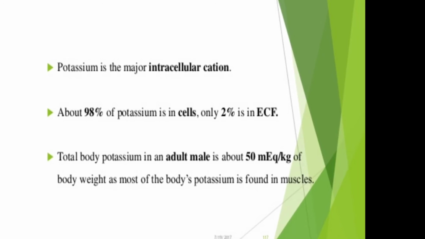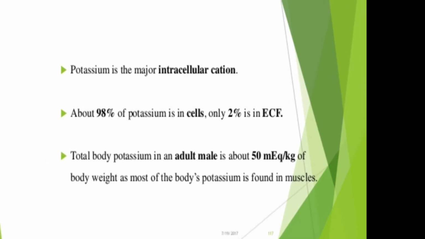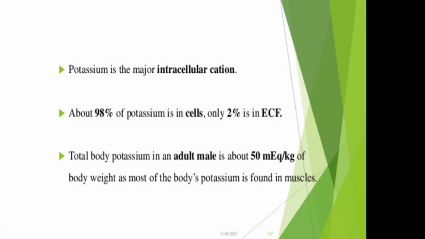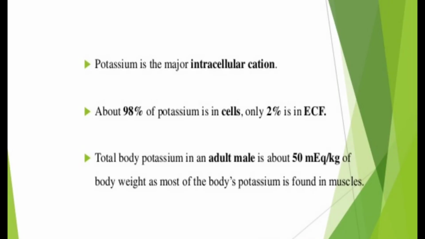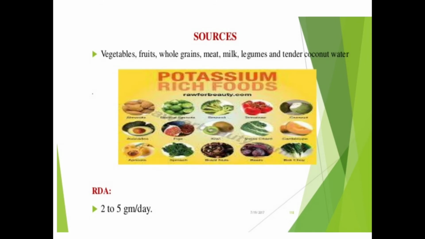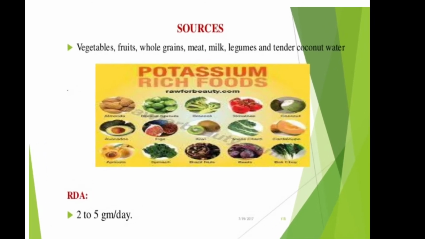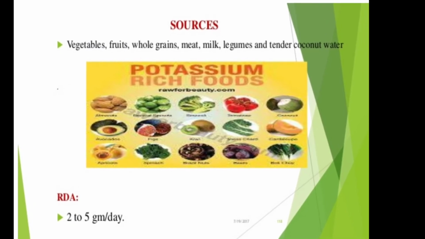So total body potassium in an adult male is about 50 milliequivalent per kg of body weight, as most of the body potassium is found in muscle. Okay, so what are the sources of potassium? Vegetables, fruit, whole grain, meat, milk, legumes, and tender coconut water.